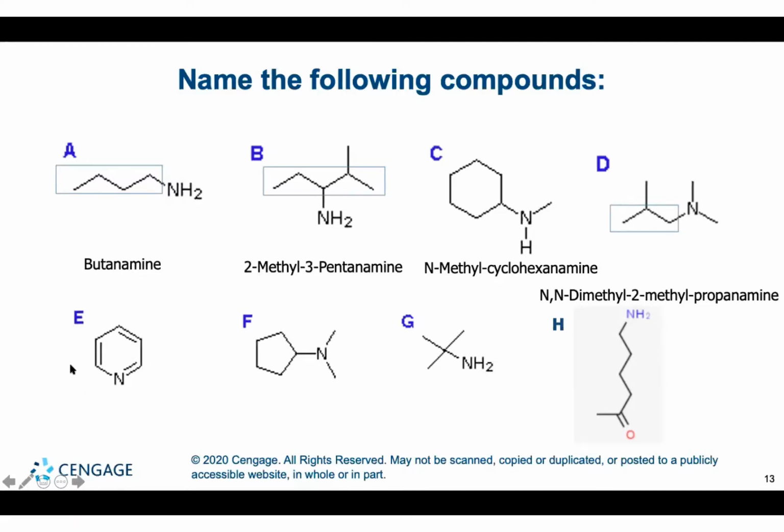This one, we just saw in previous slides. This is pyridine. What about this one? That's a methyl on nitrogen. That's N,N-dimethyl cyclopentanamine. Cyclopentanamine. This one, we find the longest chain, 1, 2. It means on carbon, when I have 2-methyl, 1, dimethyl ethanamine.